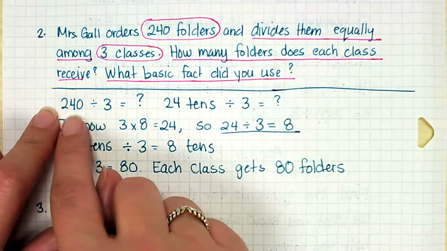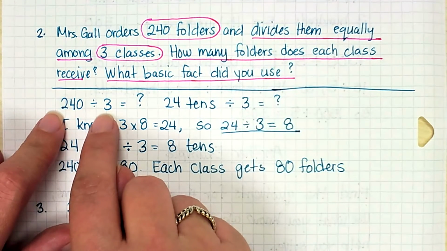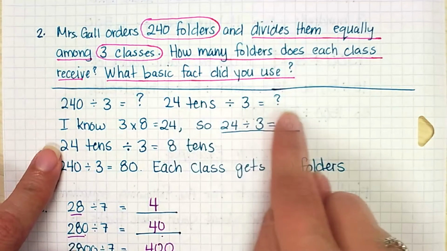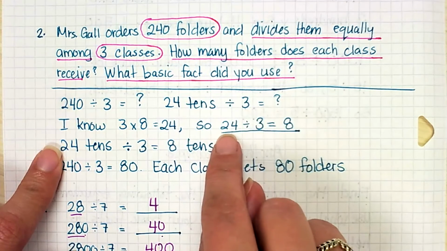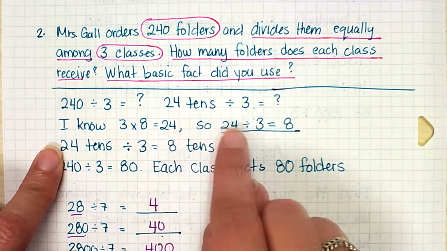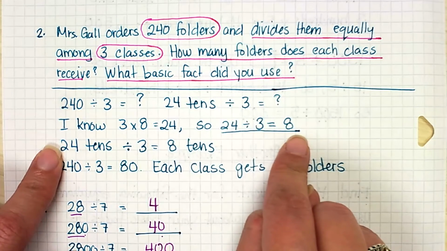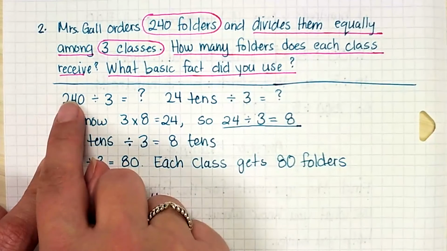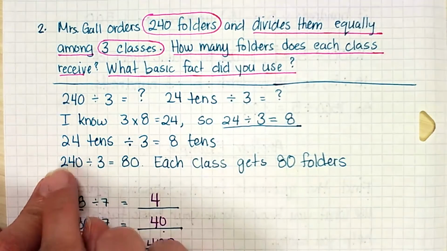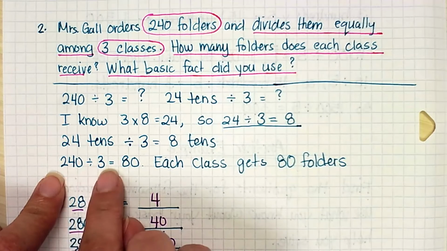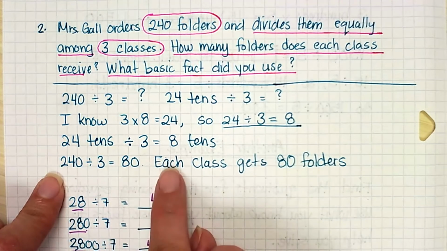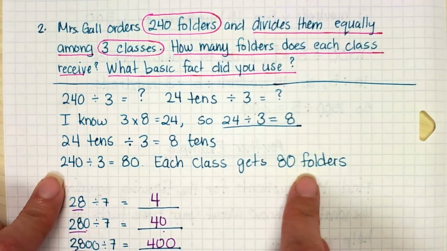So if I have 240 folders and I need to divide them equally among 3 classes, that's 24 tens divided by 3. So the basic fact I'm going to use is 24 divided by 3. So I know 3 times 8 is 24. So 24 divided by 3 is going to equal 8. So if I have over here 24 tens divided by 3, it is going to equal 8 tens, which is the same thing as saying 240 divided by 3 is equal to 80, because 8 tens is the same as 80. Each class is going to get 80 of those folders.